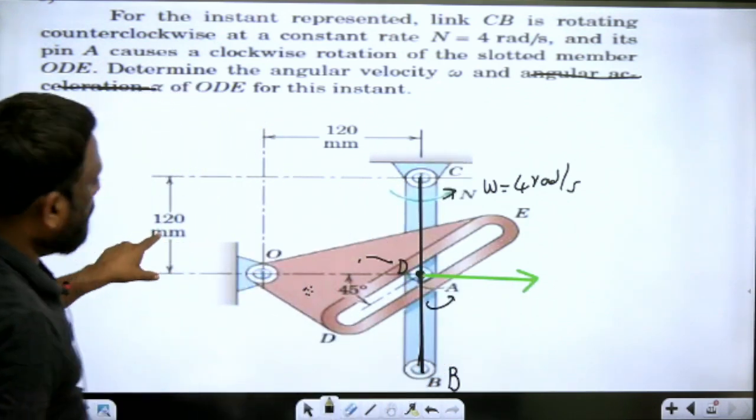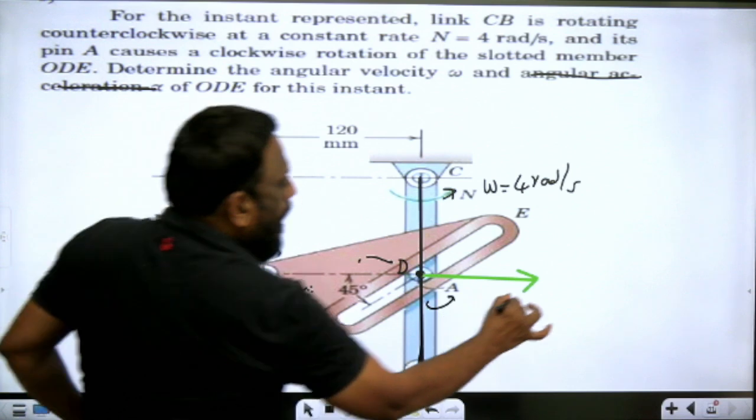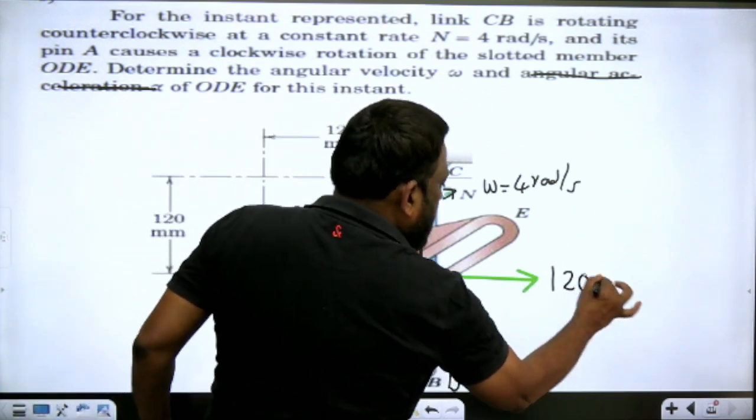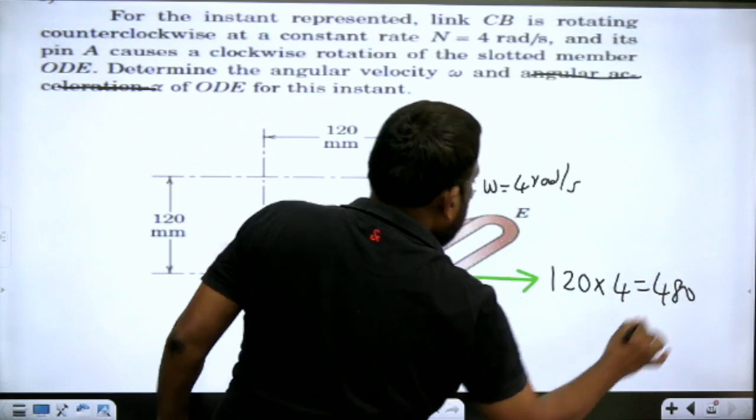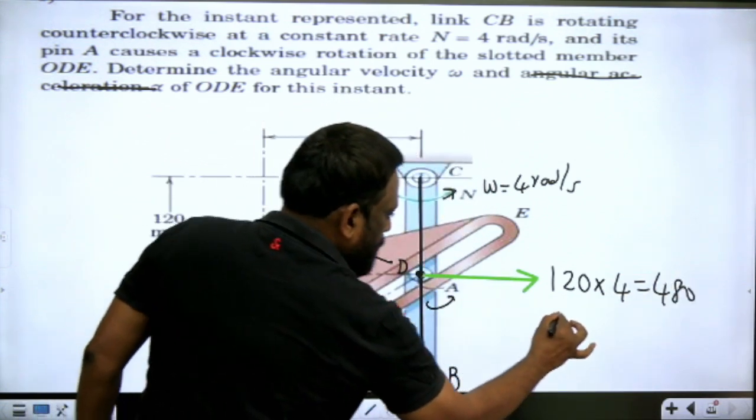What is this length given? 120 mm. So R omega, 120 into omega, which is 4. So this is 480 mm per second. This will be the velocity of A.